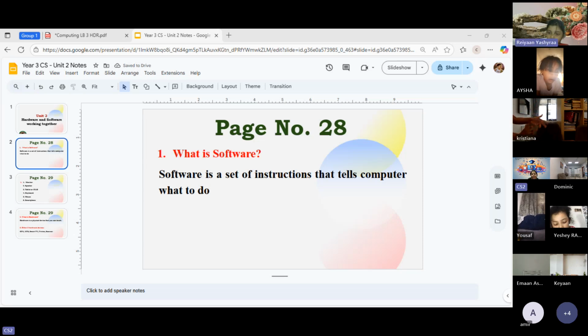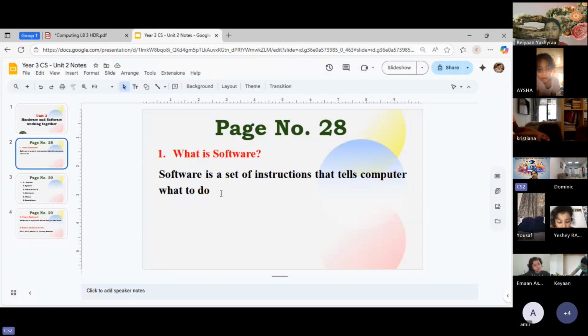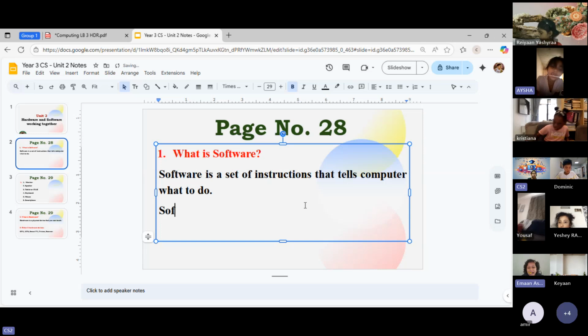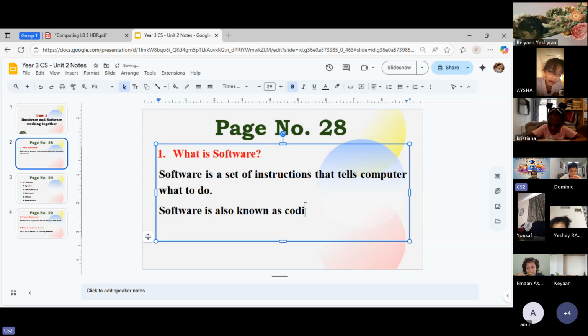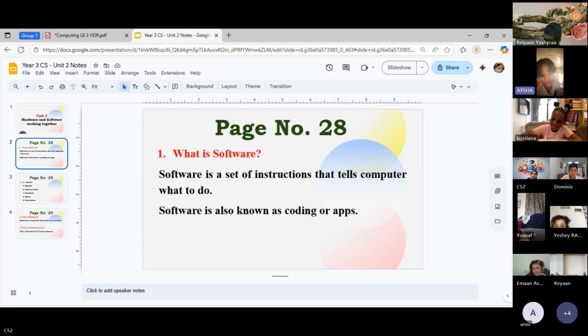Already I have typed here. I just copied from here and pasted here. So this is the definition of software. Clear? And the other point is, software is also known as coding or apps. Okay, apps. Understood?